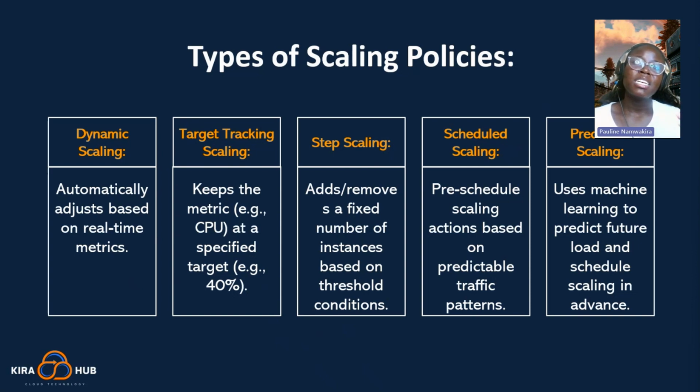And then we have predictive scaling. This now uses machine learning to predict any future load and schedule scaling. So it's like having a seasonal focus. If the restaurant knows summer is coming and more people are coming out, they'll prepare ahead of time to handle the increased traffic. So predictive scaling uses historical data and machine learning to forecast the future load and scale accordingly, making sure you are always ready before our traffic spikes.